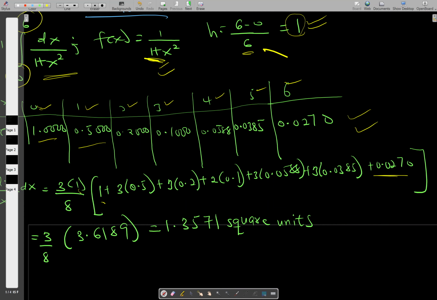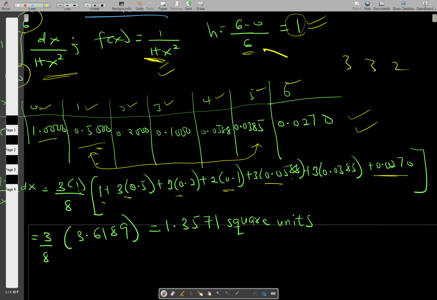So from the table, here are the middle terms, starting from 1 up to 5. These are the middle terms. So you multiply the first middle term by 3, the next middle term is what? 3, 3, 2, that's the pattern, okay? So the next middle term also by 3, the next one by 2, then they will come back to 3.